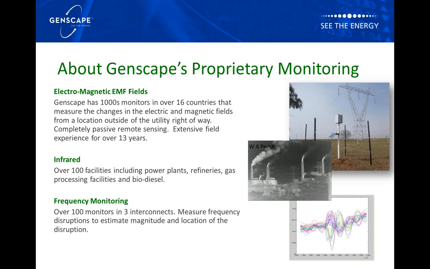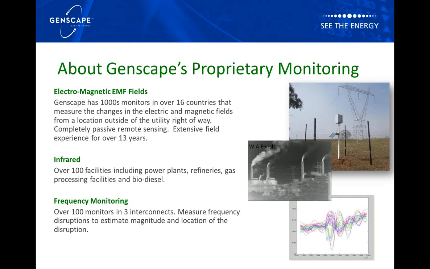And then lastly, we monitor the grid frequency. We have over 100 monitors in the 3 interconnects in the U.S., and we use those to detect unplanned outages, estimate the magnitude and the approximate location of the facility. Using all these technologies together is something that we've made great strides in the last couple of years.